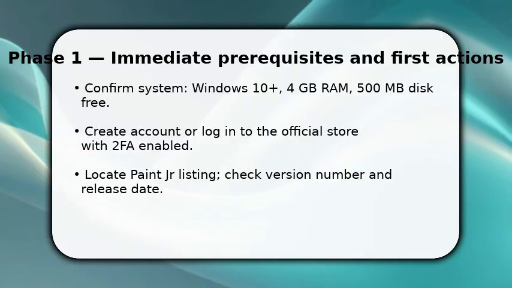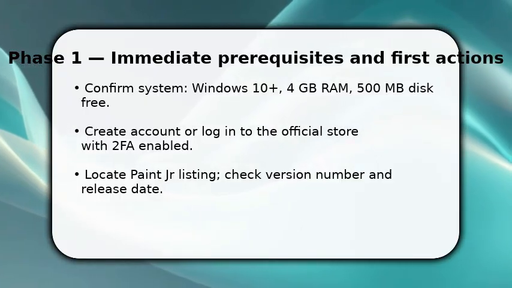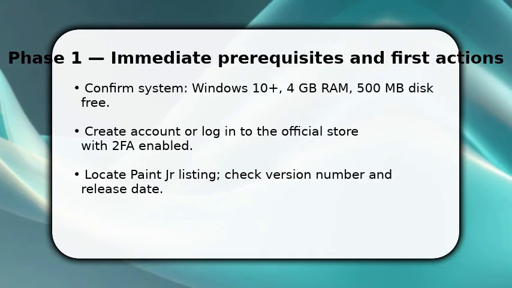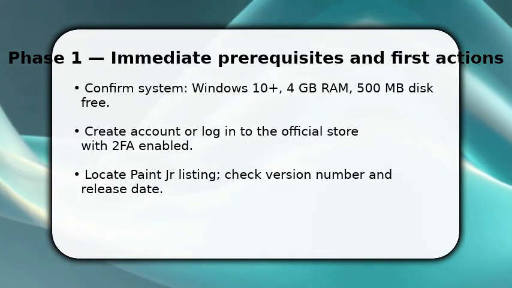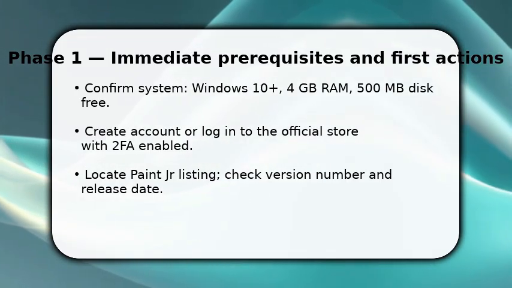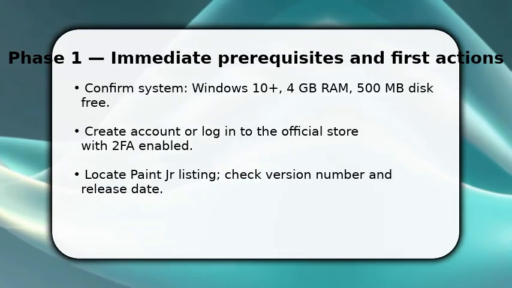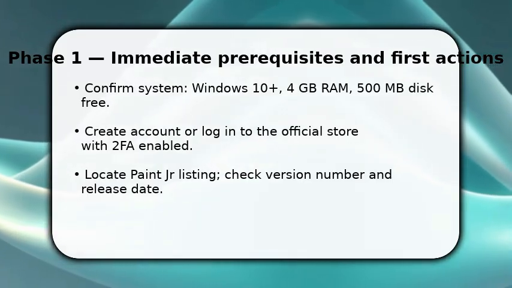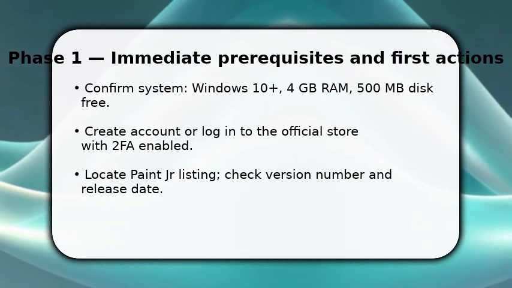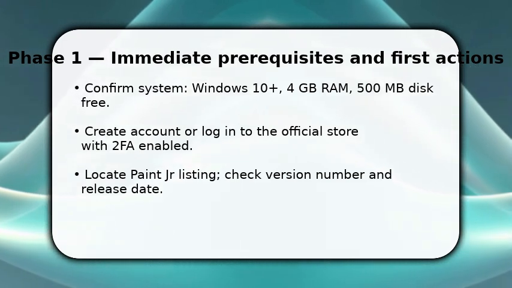You need a verified account with two-factor authentication to access releases. Once logged in, search for Paint JR and confirm the exact version number and release date. This prevents installing a beta or wrong build. Download permissions are next, so grant them promptly and prepare to run the installer.